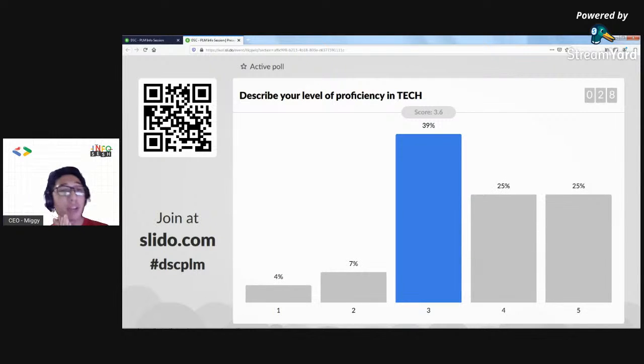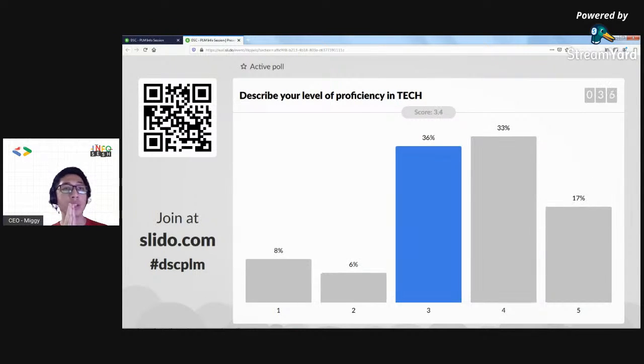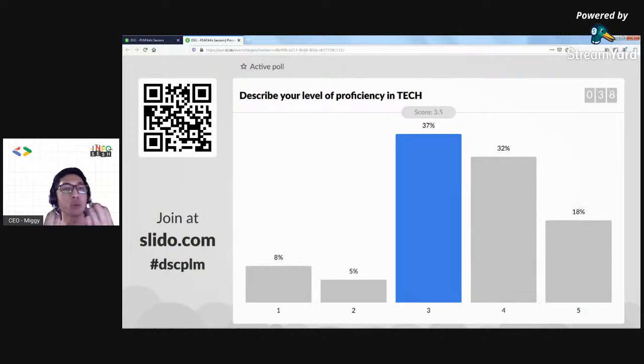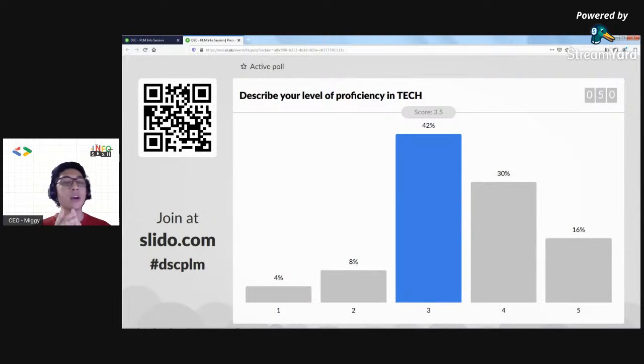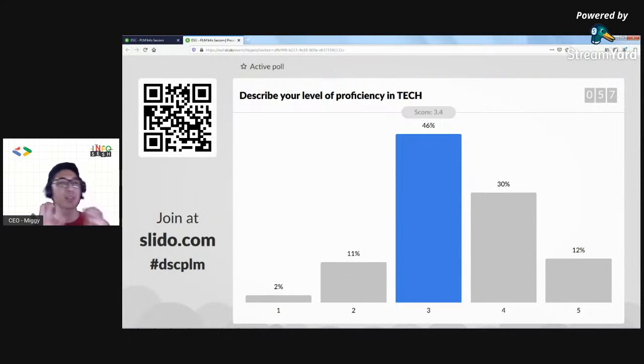Maybe give it a 5 if you're very well versed with using technology. In general, it could be troubleshooting your computer, or using various apps that are available today, or maybe you're already developing apps, or developing systems or software. Then you could rate yourself 5. But if you think that you're somewhere in between, then you could just have those numbers in between.